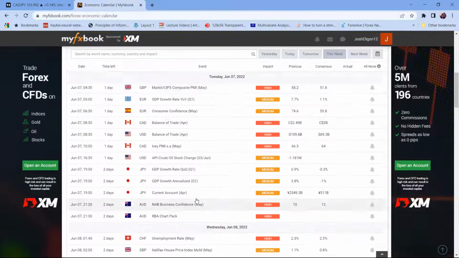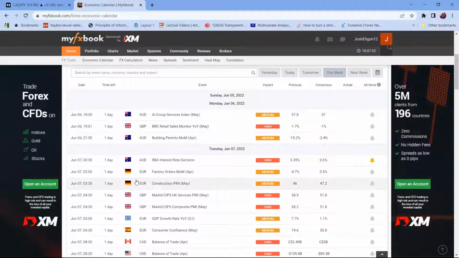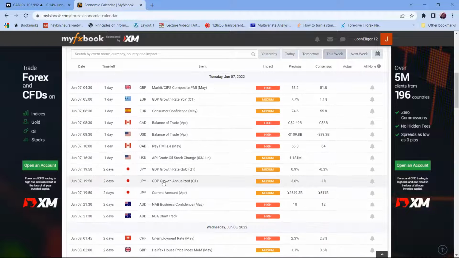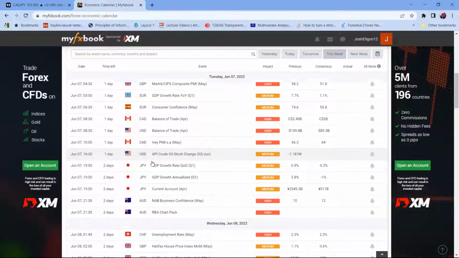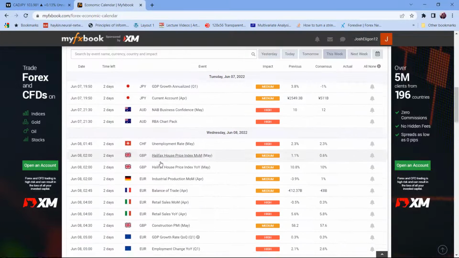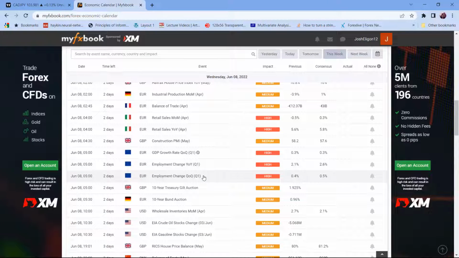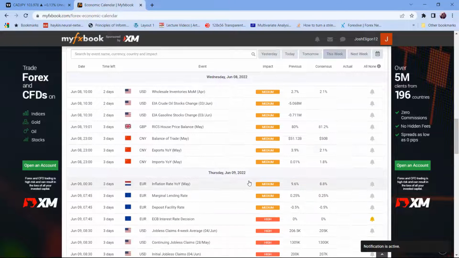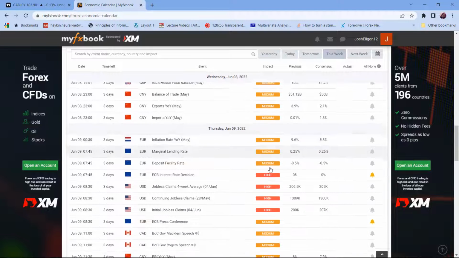Let's get into this week and see what we have for news. In terms of anything high impact, we have the balance of trade for the CAD and the US. We have GDP growth for the yen and business confidence for the AUD on Tuesday. Employment change for Q1, and we're expecting an increase on this. So these are something that I'll pay attention to, actually for the euro. And that's why I'll have more focus on the euro and the AUD.